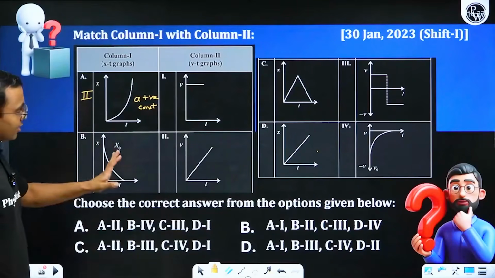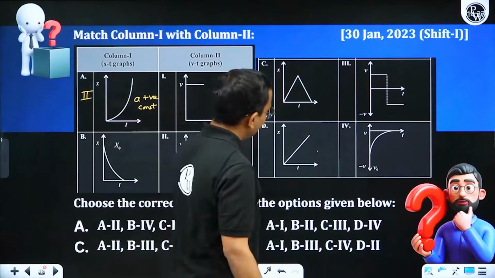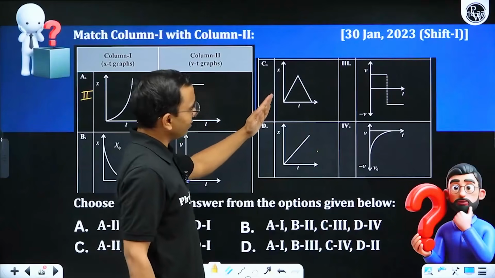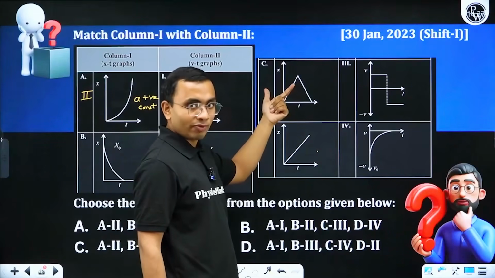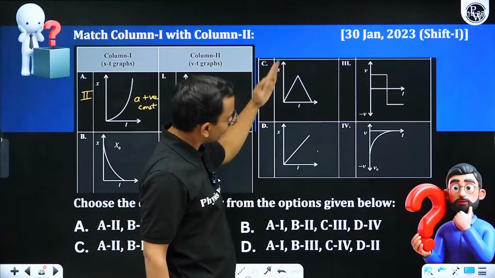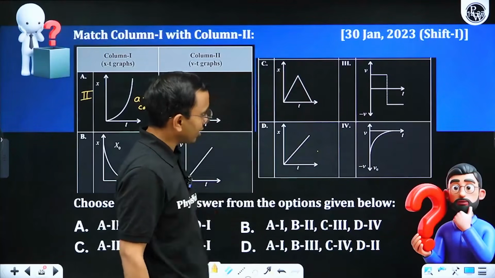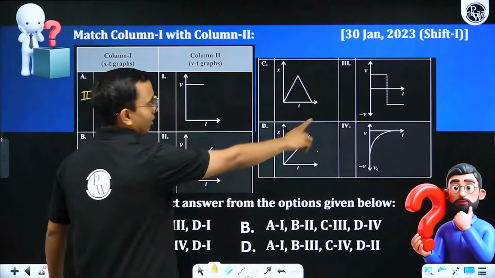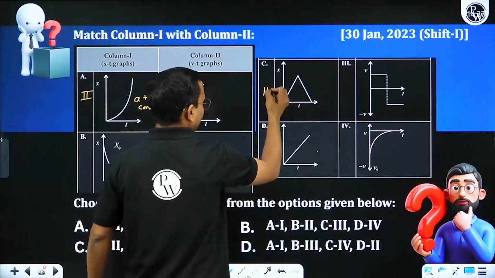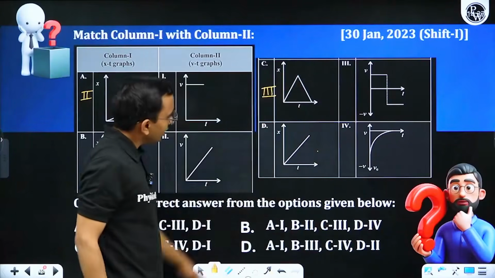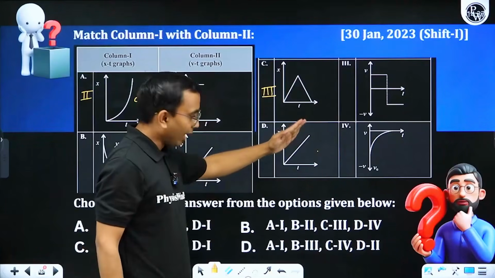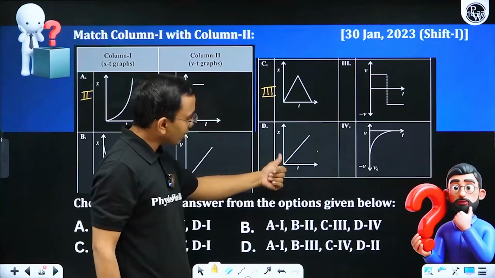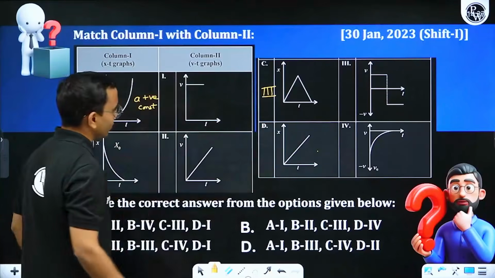Now let us come to C first. For C, the x-t curve is like this. Initially the x-t curve is a straight line, which means the velocity is constant. So initially the velocity is positive constant, then negative constant. Third. For D, the x-t is a straight line and the slope is positive, so velocity is constant and only positive. So first.